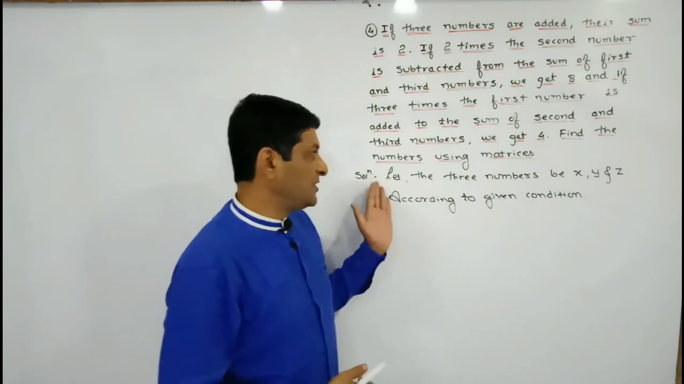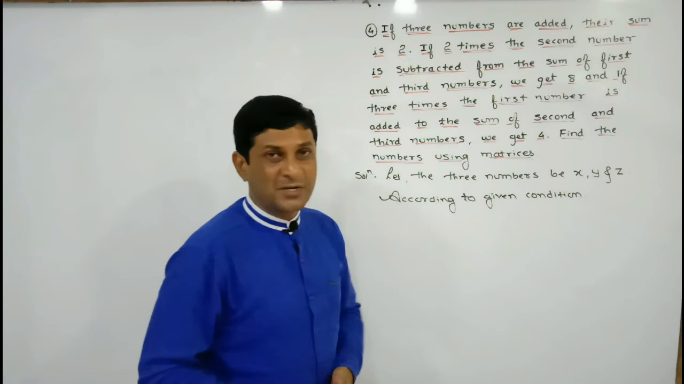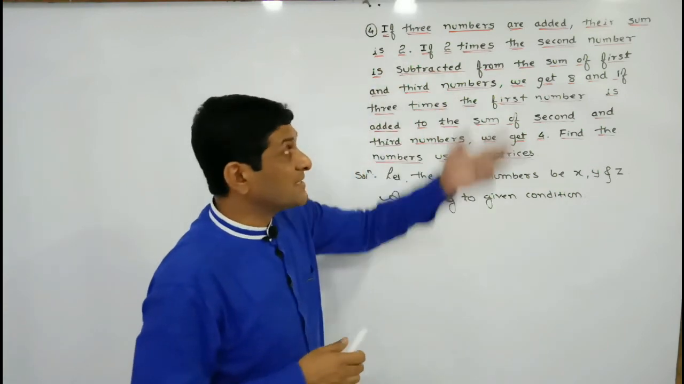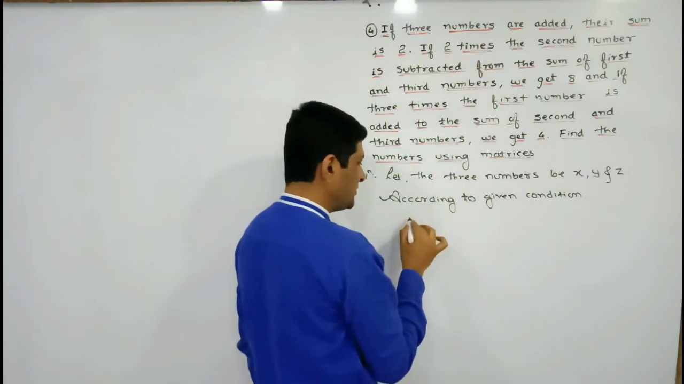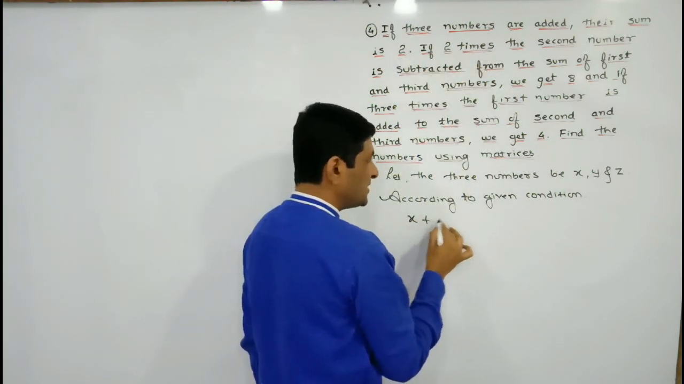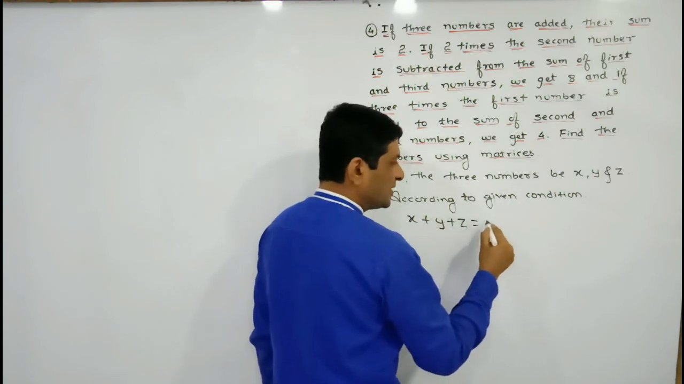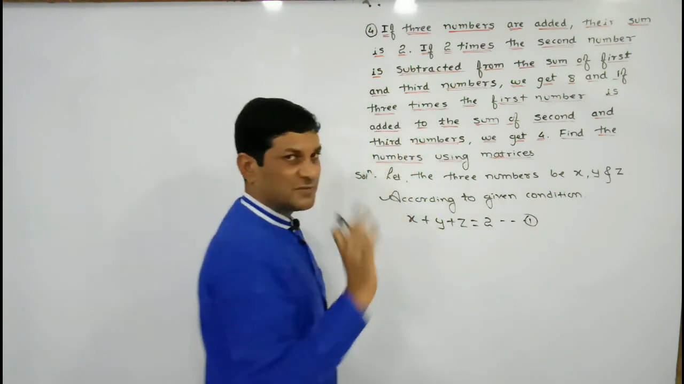Let us see what equations we are getting according to the given conditions. Our first condition says that if 3 numbers are added, their sum is 2, which means the addition of these 3 numbers x, y and z will be equal to 2. It is given to us. This will be our first equation from the first condition.